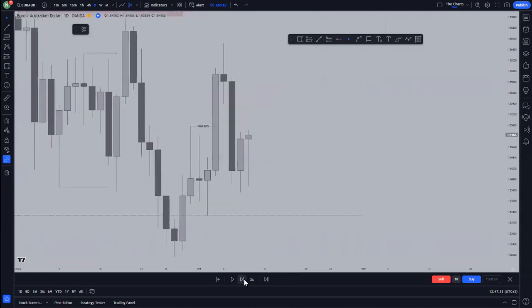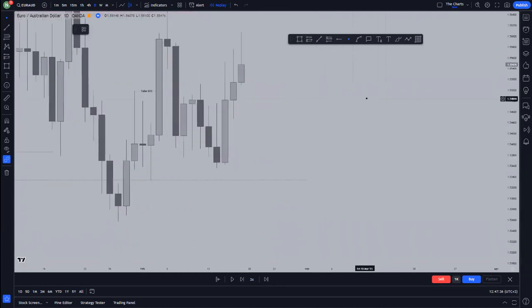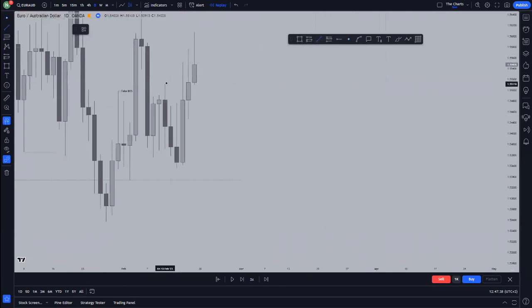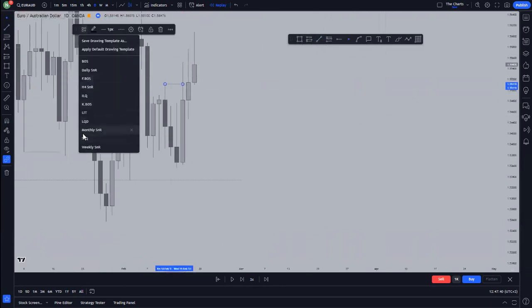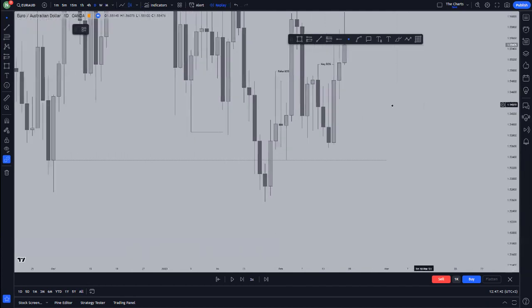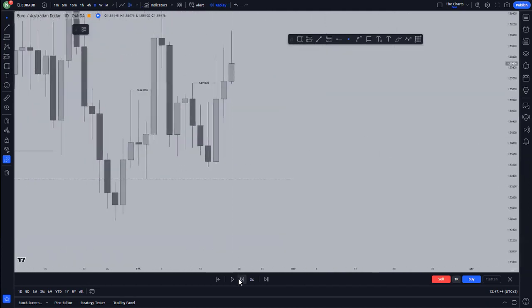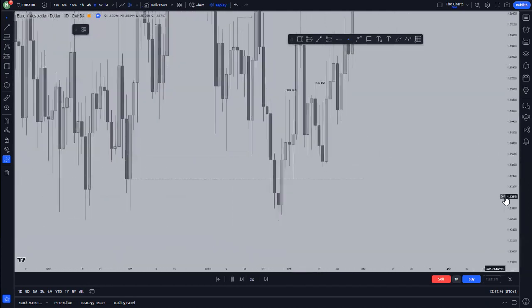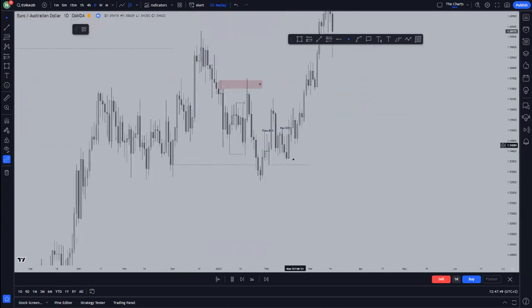You just wait until you see the what? The key breakout structure, which is just this one right here. Then from there, now I'm looking for what? I'm looking for trades right here. I'm now looking for trades going to the upside.